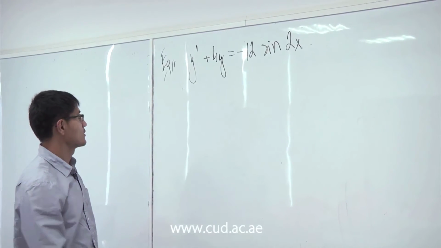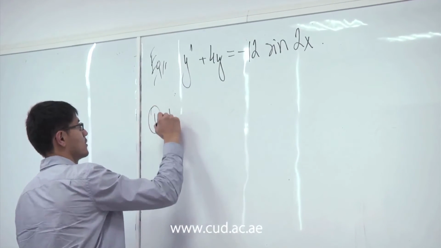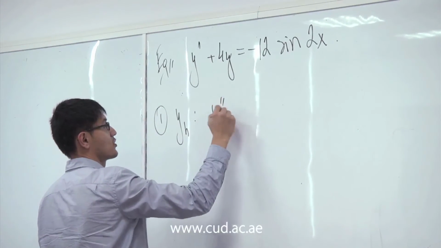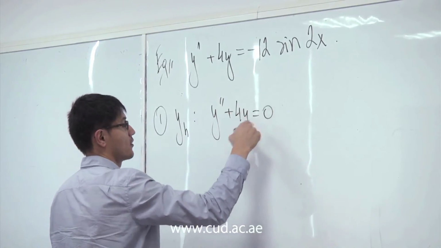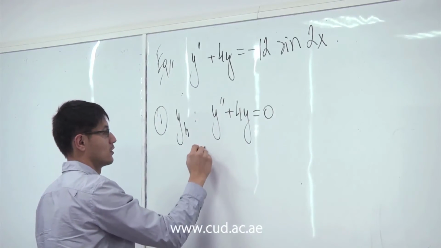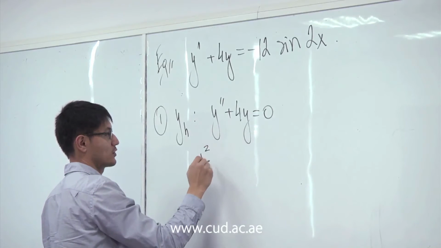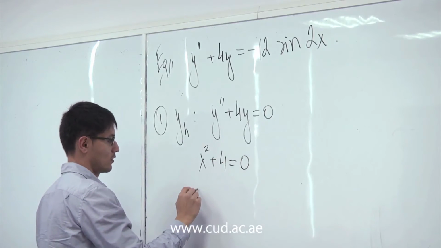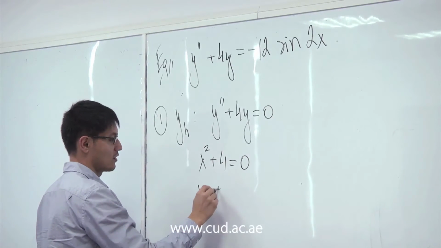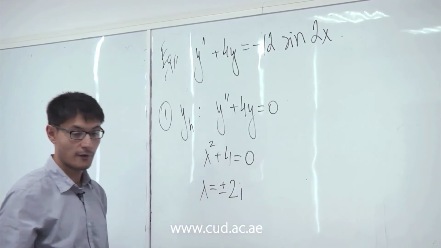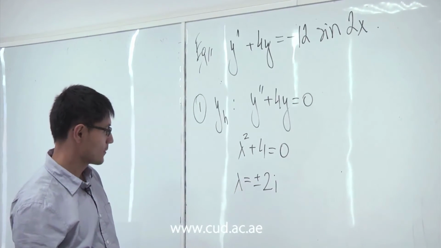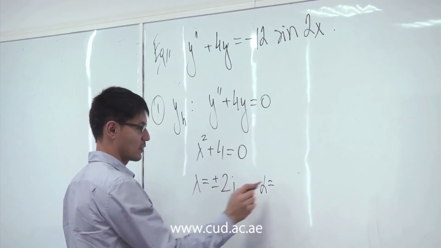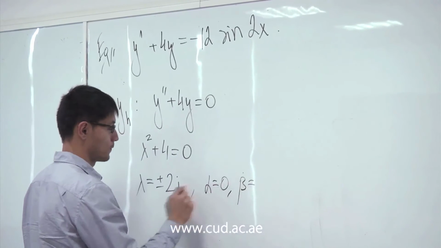All right, let's try it together. So again, the first step is to find a homogeneous solution. So we take the original differential equation and set the right-hand side equal to 0. We have to look at the characteristic equation, lambda squared plus 4 equals 0. So this equation has two solutions, plus minus 2i. So these are complex solutions. Alpha, the real part of this complex number, is 0, and beta is 2.